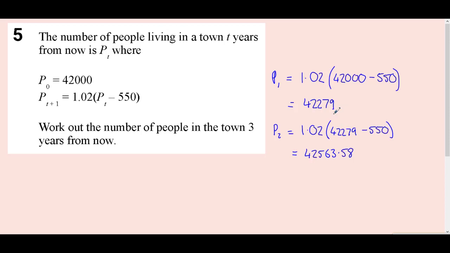Now, here you could type in 42,279, or you could use the ANS, the answer button on your calculator, because your previous answer was 42,279. Using the ANS means that when you do the third one, for P3, you don't have to make any edits or changes to your calculation. We'll take 42,563.58. It would be okay here to take 42,563 or 42,564, using either rounding up or saying, well, we've got above, but we won't get an extra 0.58 of a person.